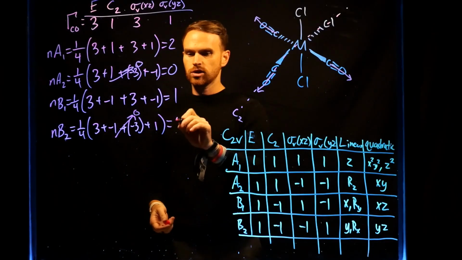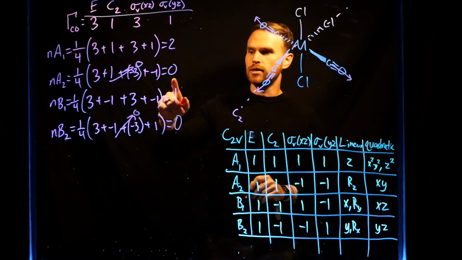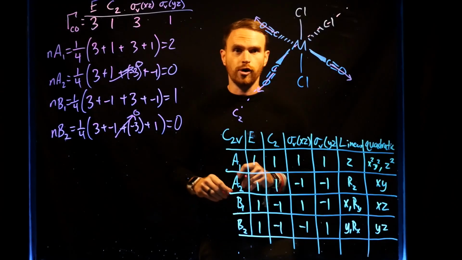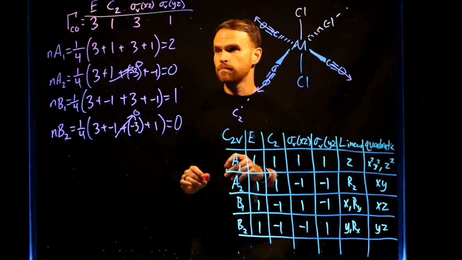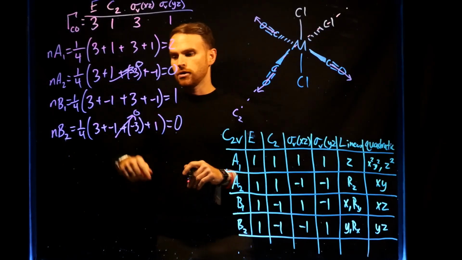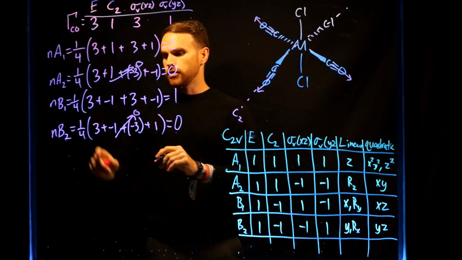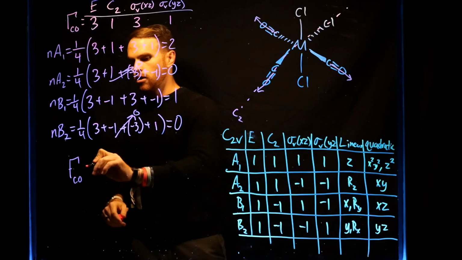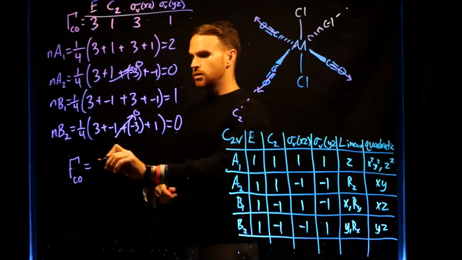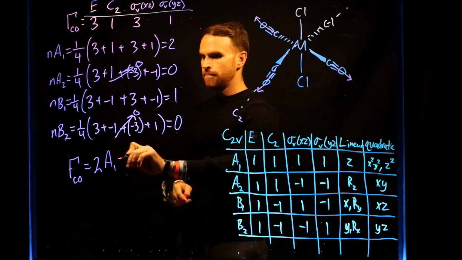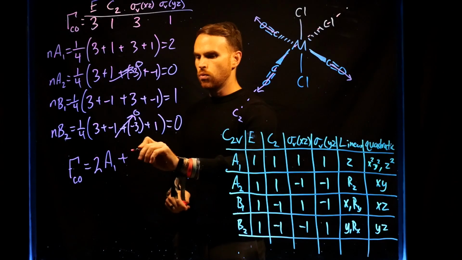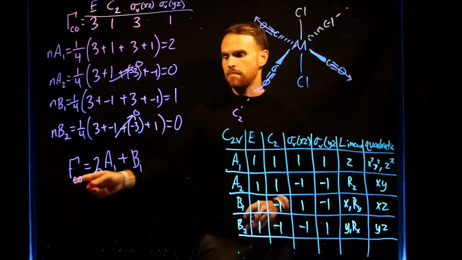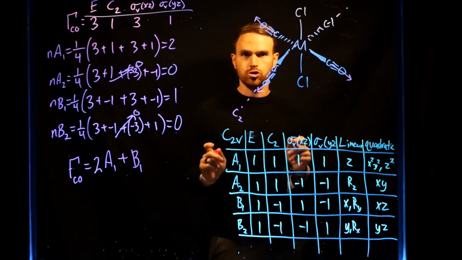I often get asked questions, what do you do if you don't get a whole number here? That actually means that you did it wrong. You'll always get a whole number. You shouldn't have any fractions whatsoever. So now that we have done our reduction formula to figure out how many make up this CO stretch, we can clearly see that there are 2 A1s and 1 B1 that make up our irreducible representations that make up our reducible representation for the CO stretches.